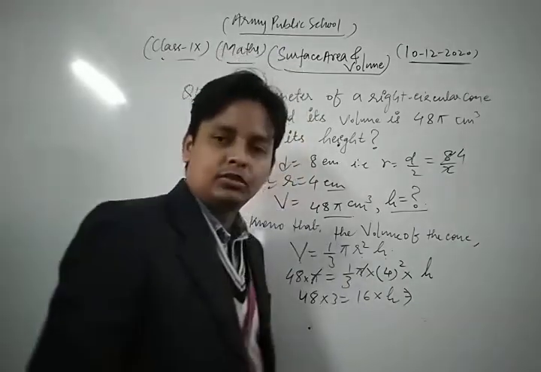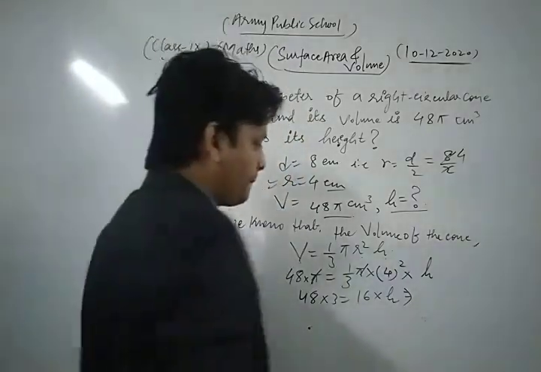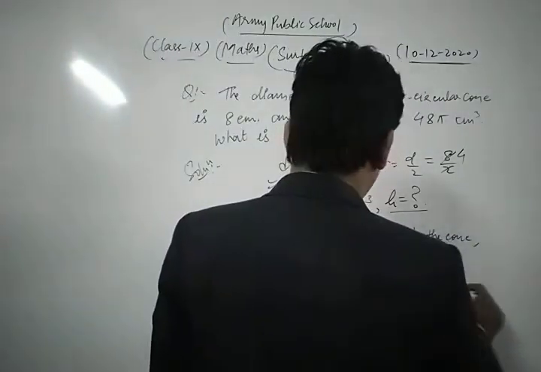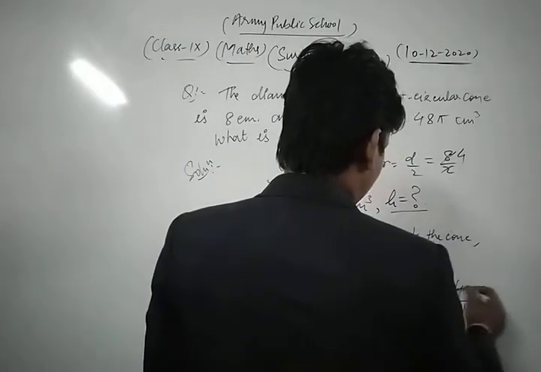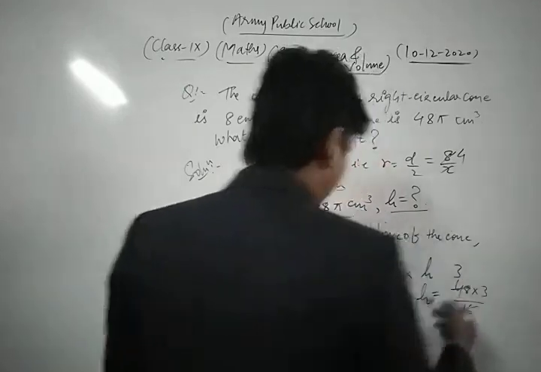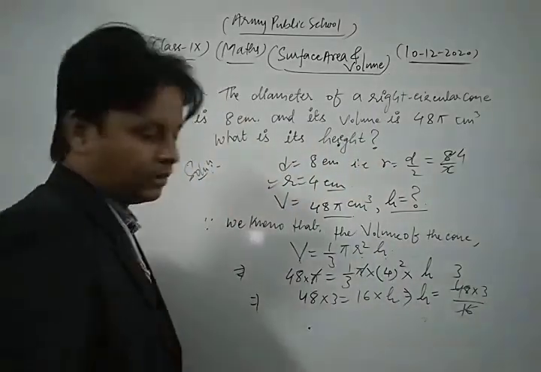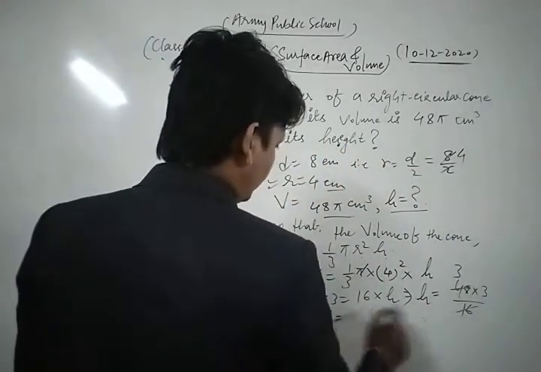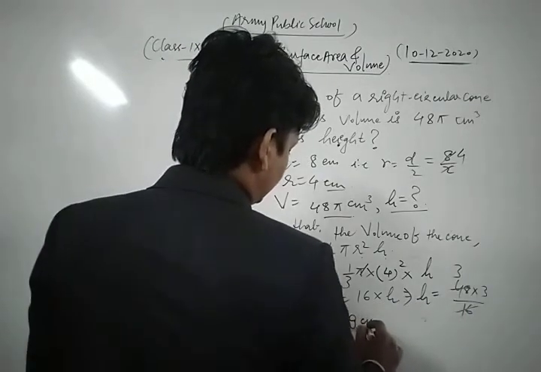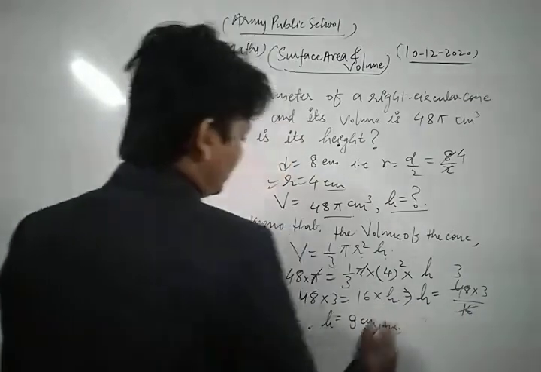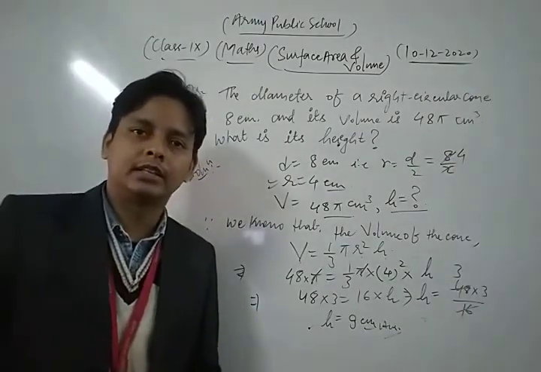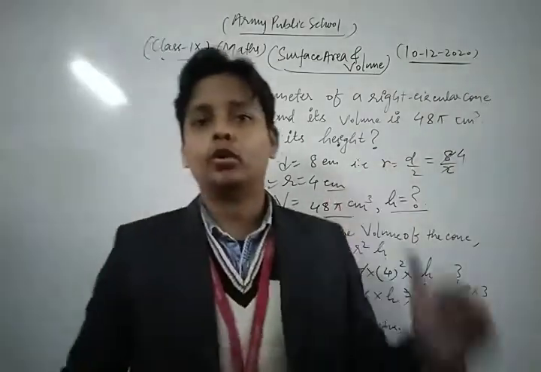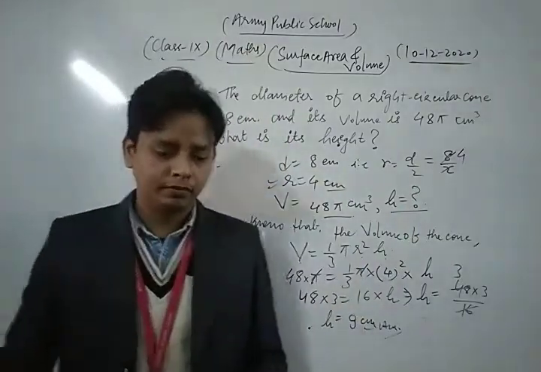Thus, dear student, the value of h will be 48 into 3 upon 16. 16 3s are 48. Now 3 into 3 means 9. So the value of the height of the cone is 9 centimeter. This is a very important question of your NCERT exercise, so please do more and more practice of that type of questions.